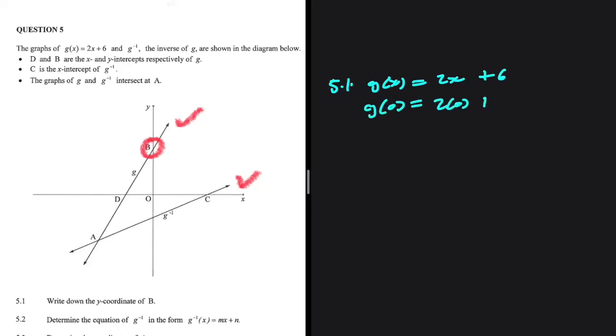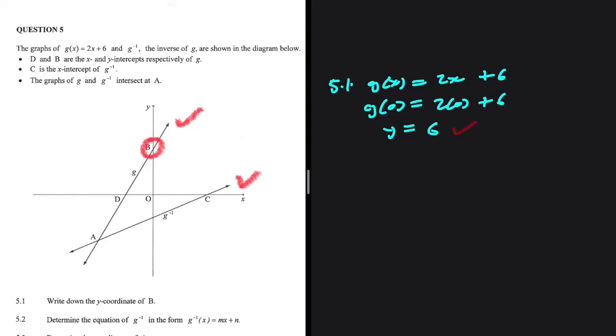We have two functions, g of x and g inverse. We're supposed to find the y coordinate of B, the y-intercept of g of x. We are given the equation g of x equals 2x plus 6. If you want to find the y-intercept, you let x be equal to 0. So we're going to have g of 0 equals 2 multiplied by 0 plus 6. So y is going to be equal to 6. 2 multiplied by 0 is just 0. So that is the y coordinate of B.